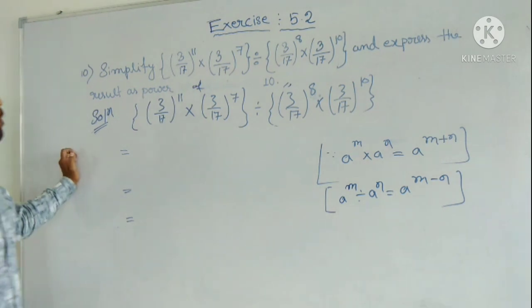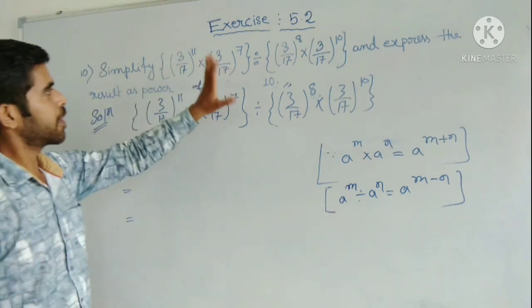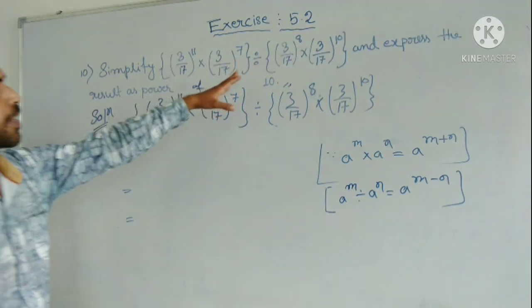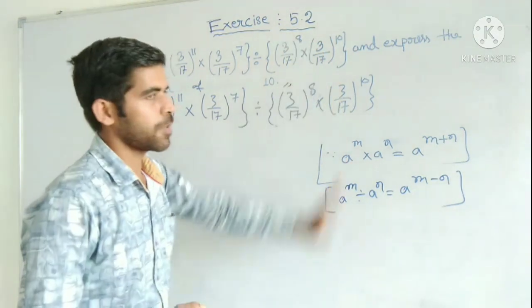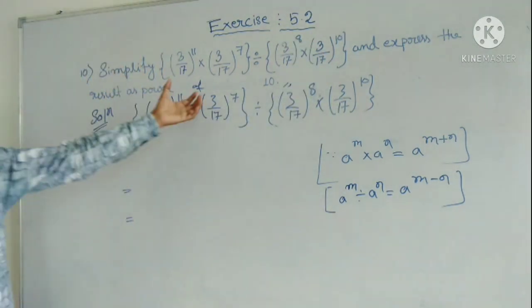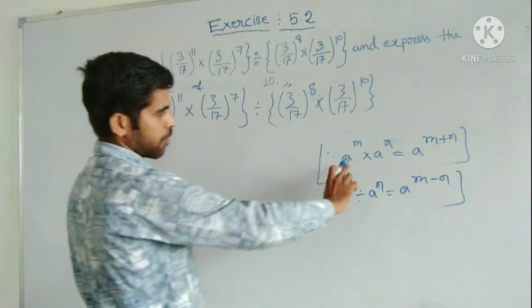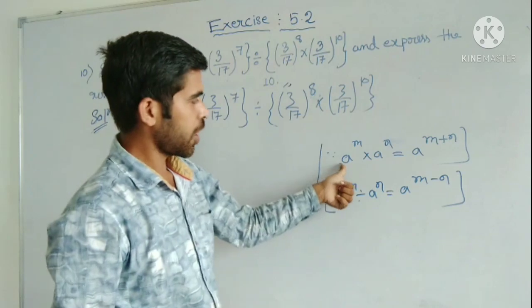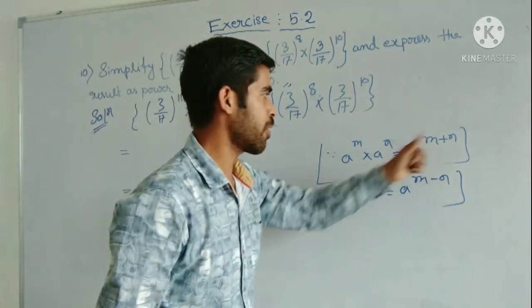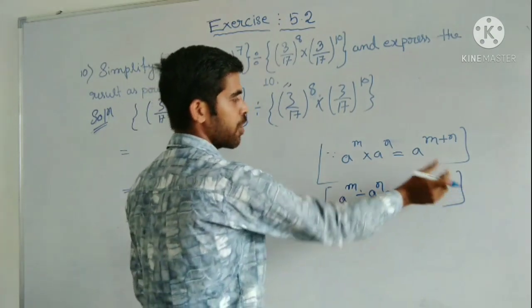Now see question number 10. Here simplify (3/17)^11 times (3/17)^7, divided by (3/17)^8 times (3/17)^10. So in this case you see their base are same, they are also base same. So according to the laws of exponents, here base are same, then power will plus. Okay, and if their division sign, then power will minus.